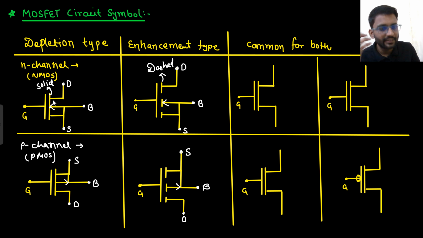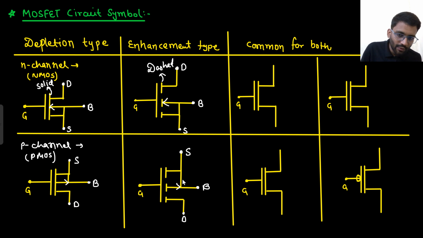A solid line shows that the channel is already present, and a dashed line shows that the channel is not there and you have to make the channel. In the depletion type of MOSFET, the channel was already present. In the enhancement type, we made the channel by applying gate potential. That's why a dashed line is used in enhancement type and a solid line in depletion type. Got the point?